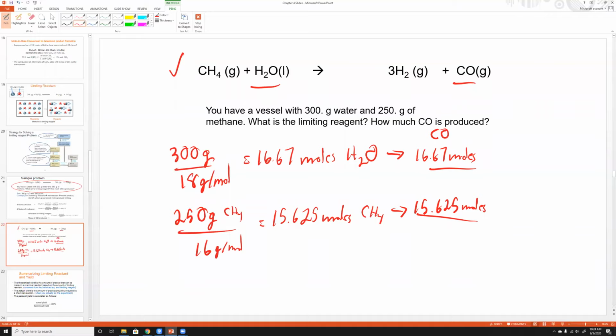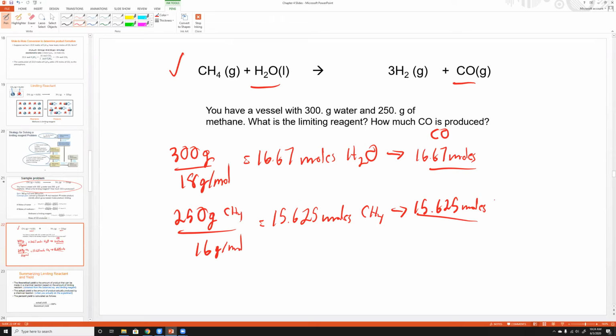Now, which one is limiting? Which one limits the progression of the reaction? Someone tell me in the chat or by saying it. Good, CH4. Good job, Gus. And the reason why is it produces the least amount of moles of our product. So if you react both of these together, there will actually be an excess of H2O, and that excess you could even calculate as the difference between these moles, because it's a 1 to 1.